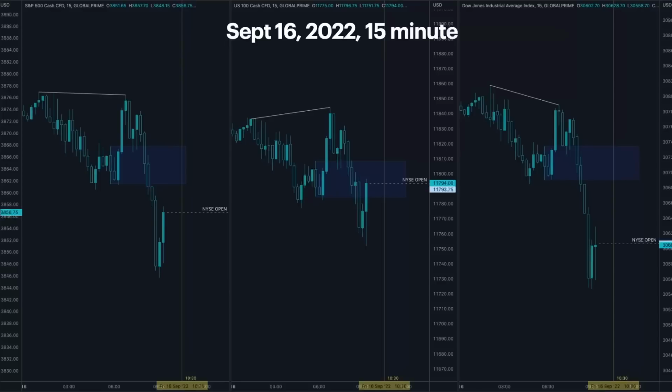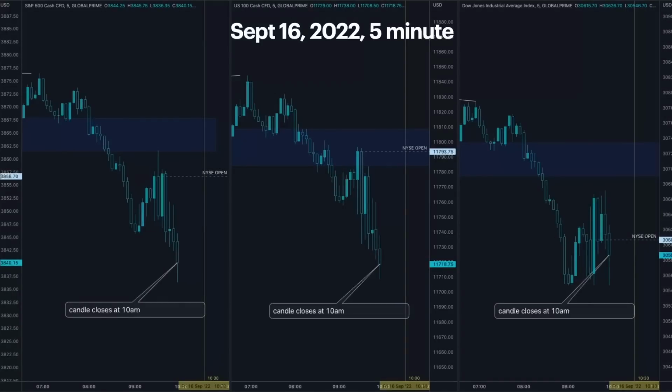Next example, 15-minute chart here. The reason why I'm using that is because it's a little bit cleaner. You can see this breaker right here. So we have this breaker and mitigation, and we have our imbalance on our displacement leg here. So we have our first 3 steps met. Now looking at the 5-minute, this is how it played out.